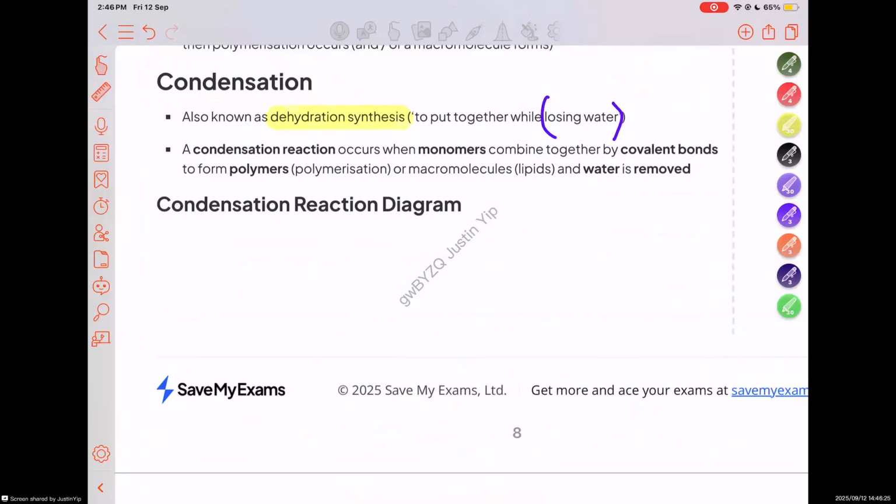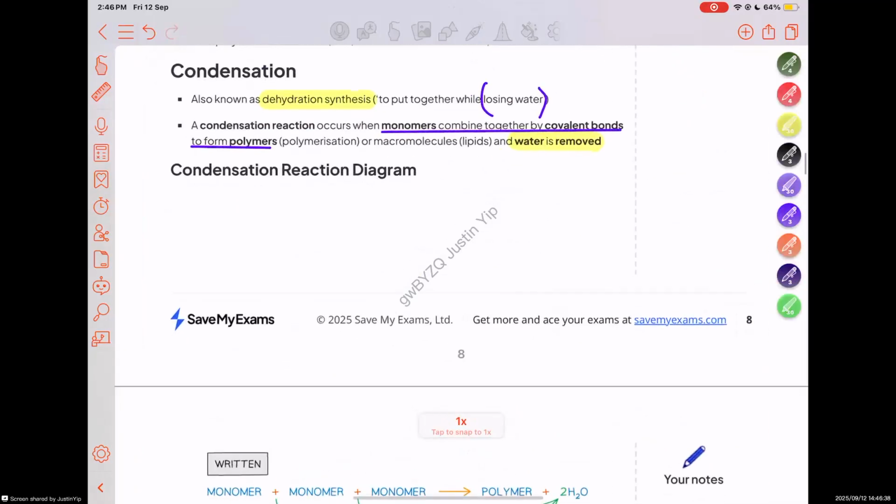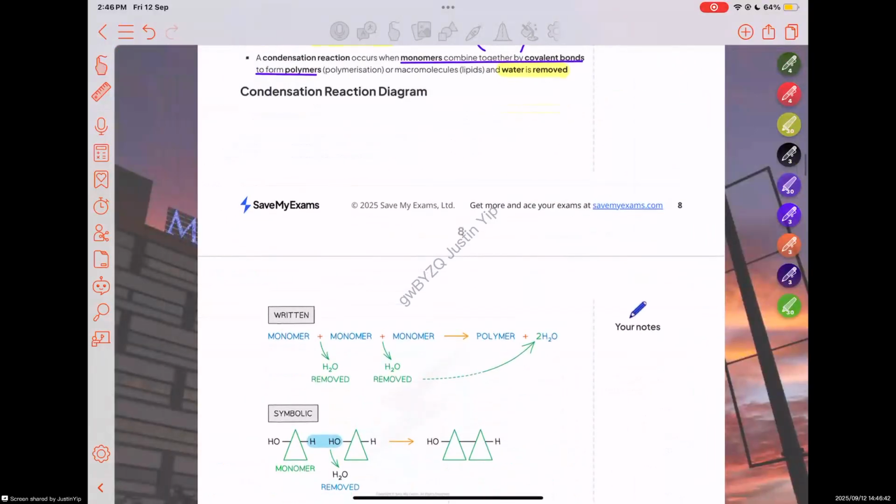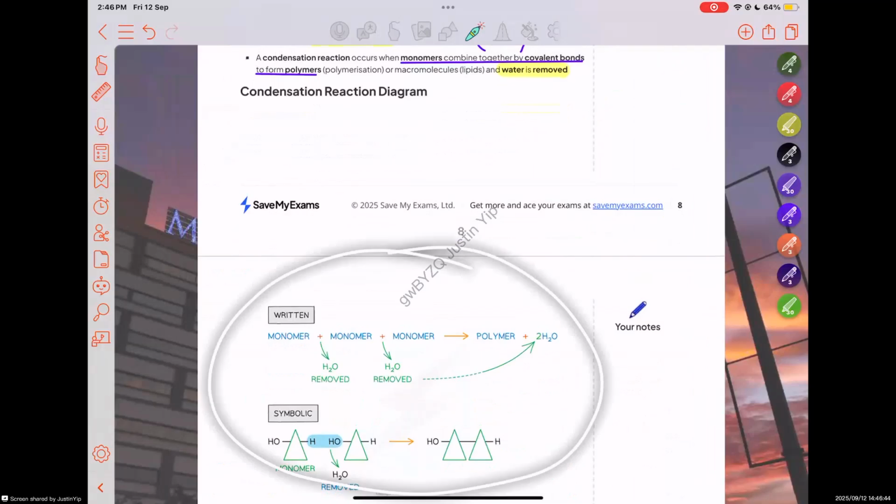Okay, you need to throw out the water. So when your monomers combine together by your covalent bond, they will form polymers. Meanwhile, your water is removed. With words alone it is not enough to show you, so let us look at this picture, then you will understand the whole thing.